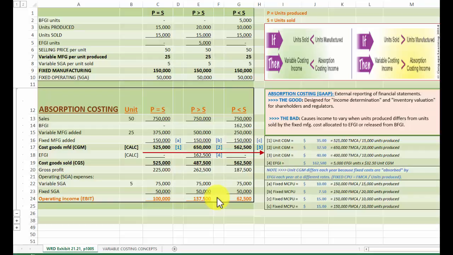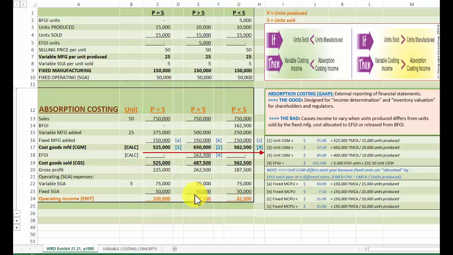Here is something for critical analysis. Why is it that when the number of units sold each period is the same at 15,000, and the cost structure is the same, with selling price for both periods $50, variable manufacturing cost for both periods $25, fixed manufacturing costs in total $150,000, and fixed selling, general, administrative costs $50,000 for both periods, the income is different? Well, that illustrates an issue with full absorption costing.